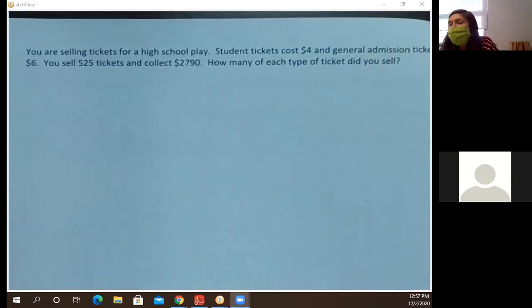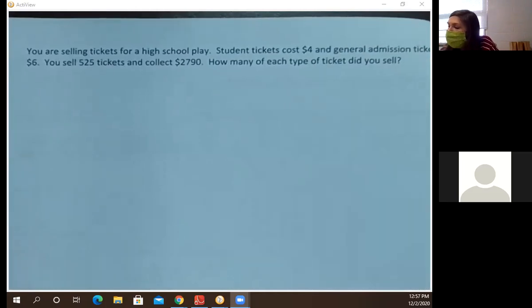7 on page 140 says you are selling tickets for a high school price. Student tickets cost $4 and general admission tickets cost $6. You sell 525 tickets and collect $2,790. How many of each type of ticket did you sell?